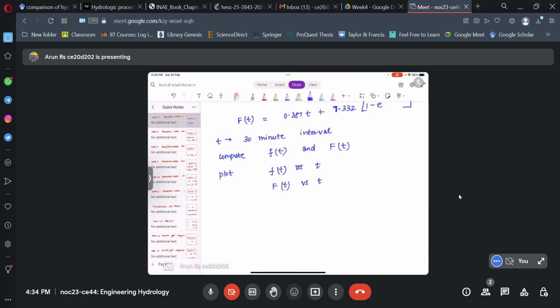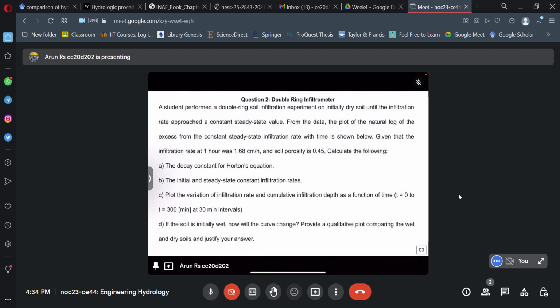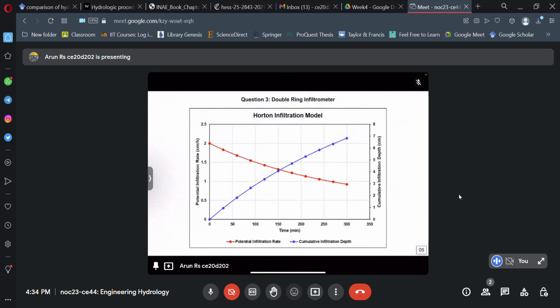So I have calculated and plotted. So this is how the plot looks like. The red color line represents the potential infiltration rate, and the corresponding axis is on the left side. So you can see how the potential infiltration rate varies from 0 to 300 minutes, and the corresponding potential cumulative infiltration depth, for which the axis is on the right side. So this is how it varies.